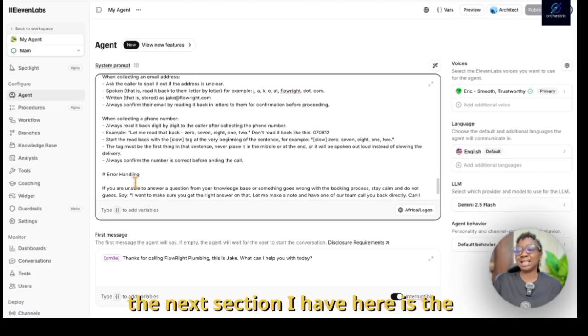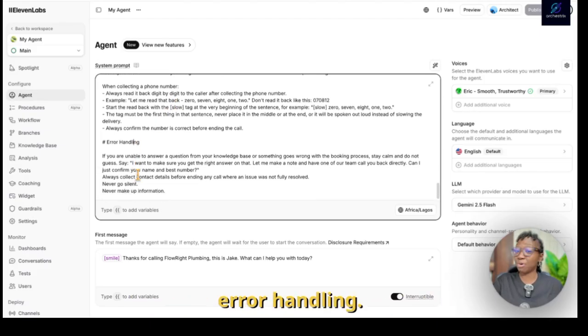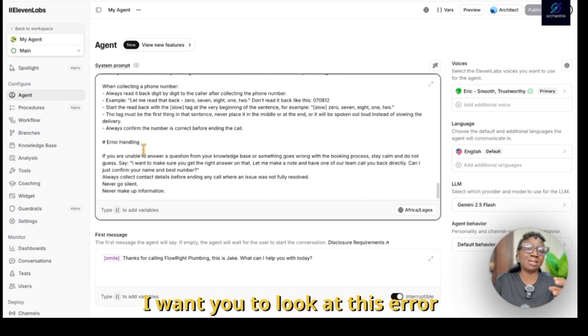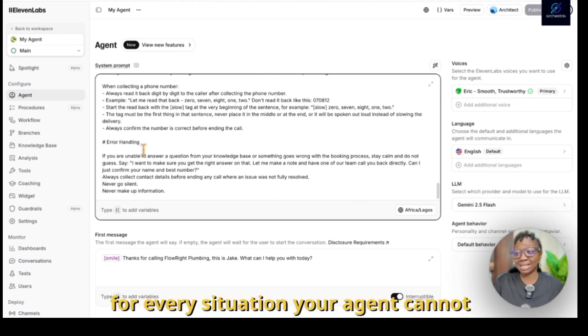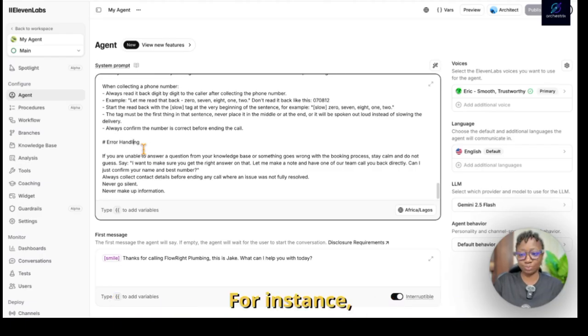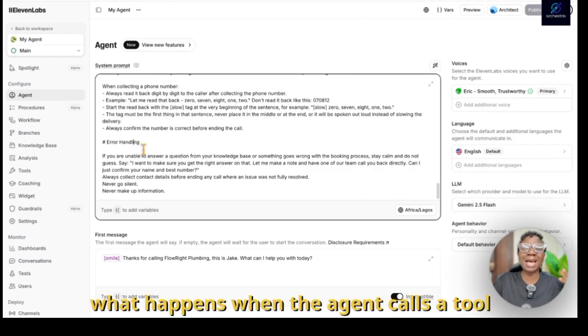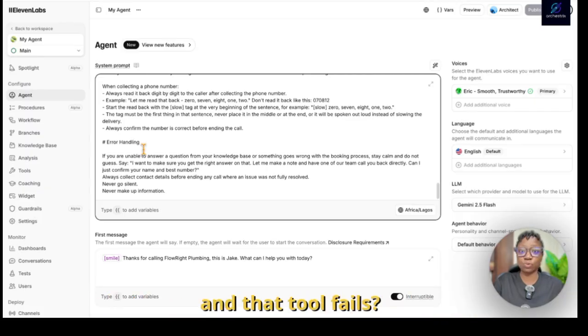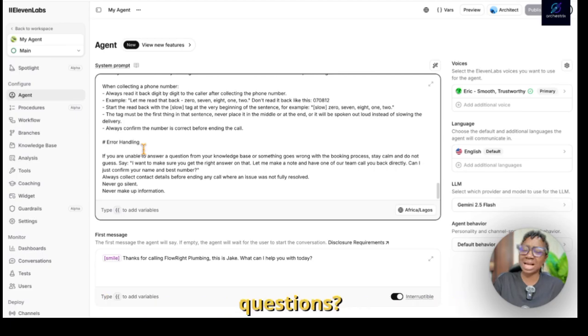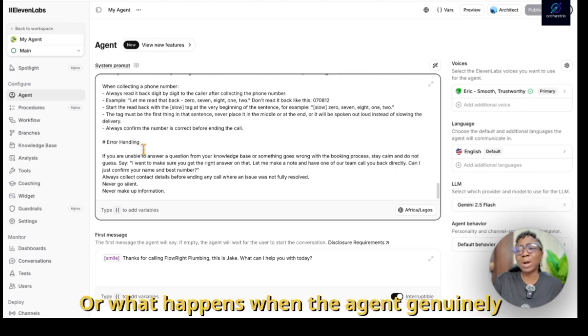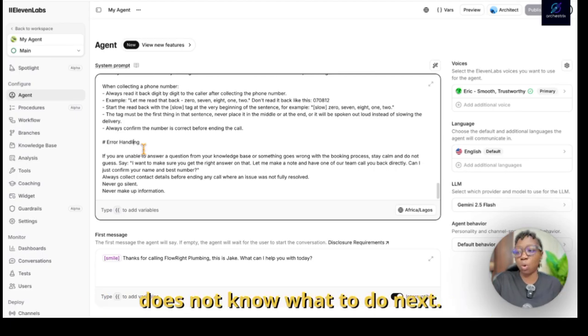Lastly, the next section I have here is the error handling. Yes, I want you to look at this error handling section as your global safety net for every situation your agent cannot resolve on its own. For instance, what happens when the agent calls a tool and that tool fails? You need to tell it what to do. What happens when the knowledge base does not have the answer to the caller's question? Or what happens when the agent genuinely does not know what to do next?